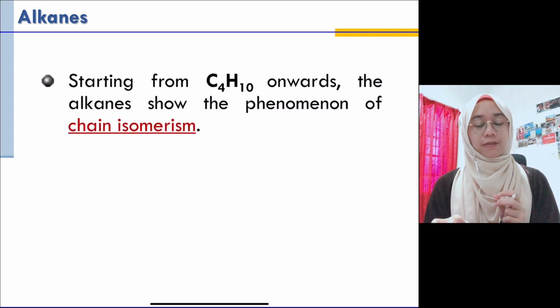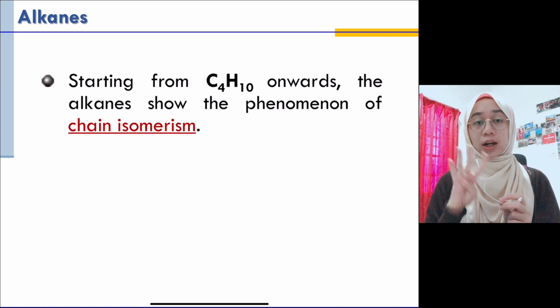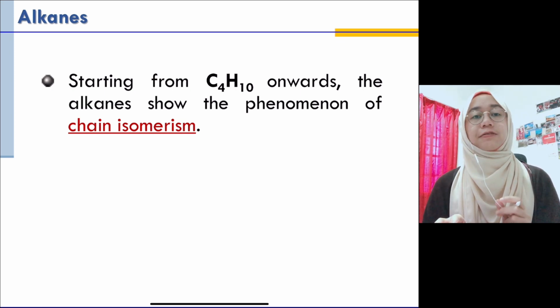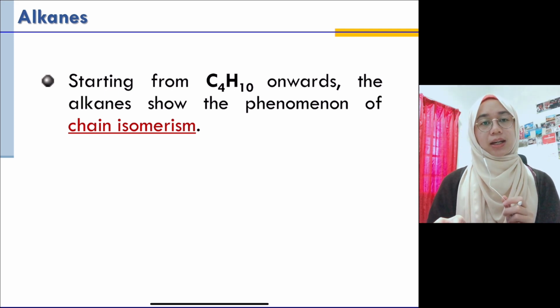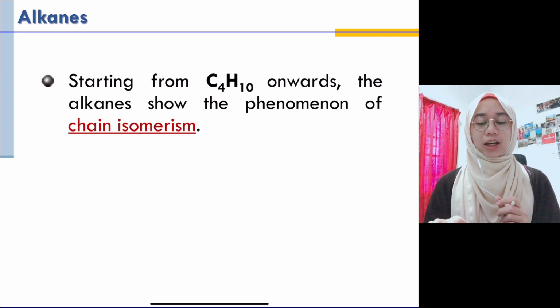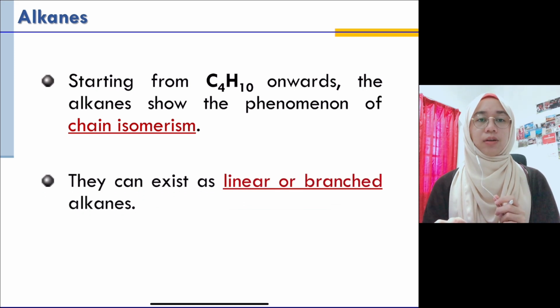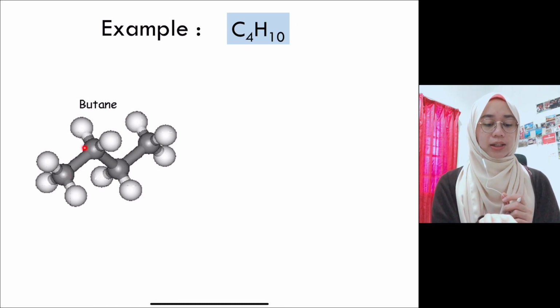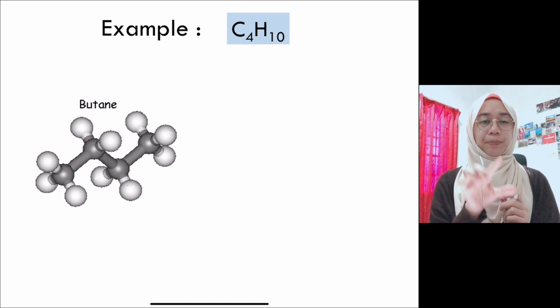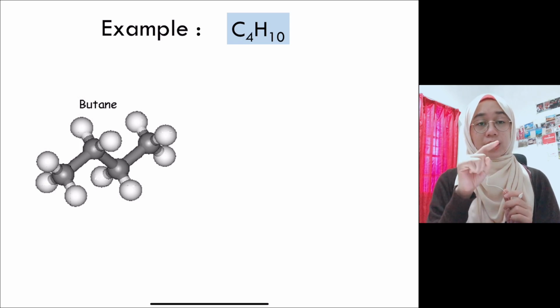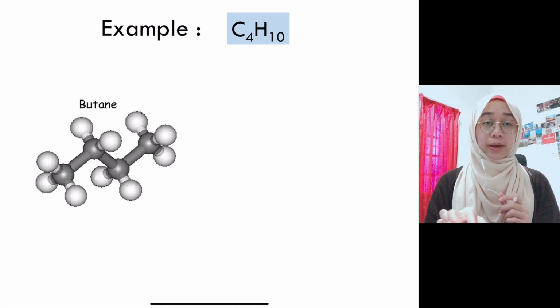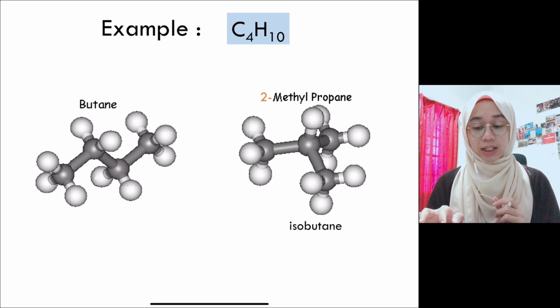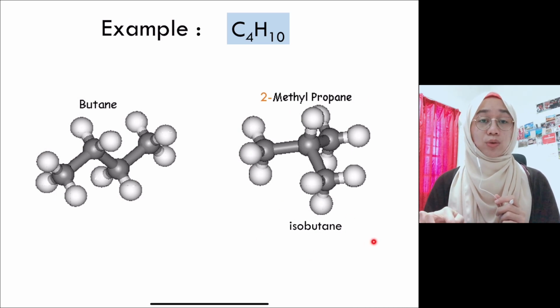And then starting from C4H10 onwards, bermaksud 4 carbons onwards, the alkane shows the phenomenon of chain isomerism, macam yang kita dah belajar in topic 1. So they can exist as linear or branched alkane. For example, kita boleh ada butane dekat sini. Semua carbon ni kita draw dalam bentuk straight chain, or maybe kita boleh pendekkan, misalkan buang satu carbon, jadikan satu carbon tu sebagai branch, so we'll get this one here, 2-methylpropane, which is also known as isobutane.